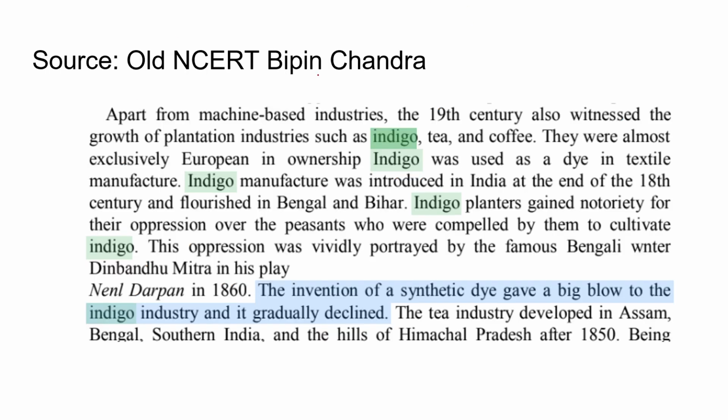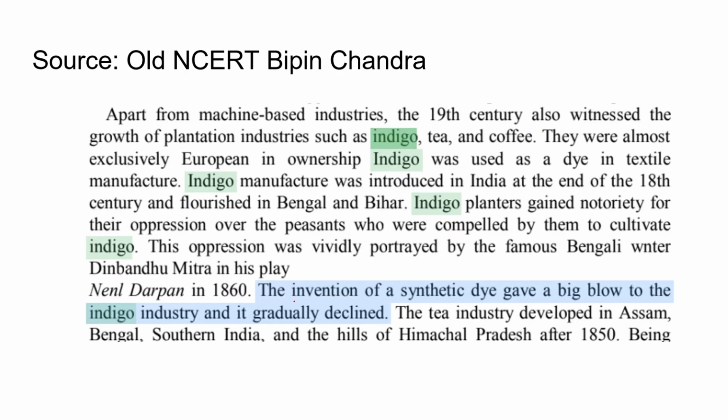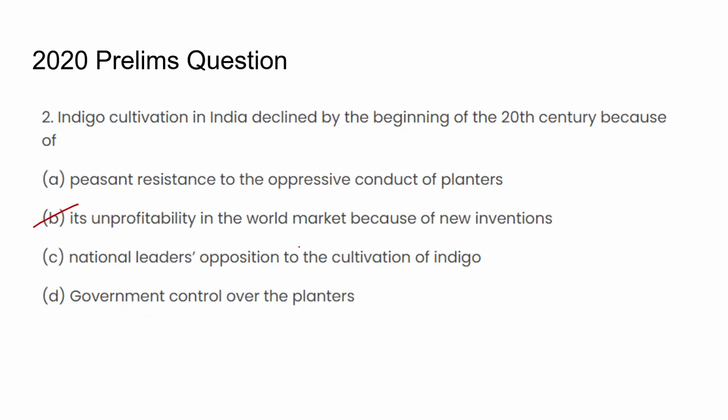Again, if you open the old NCERT written by Bipin Chandra, it is mentioned that the invention of synthetic dyes gave a big blow to the indigo industry and it gradually declined. If you read this entire paragraph, it tells how different inventions were happening, and because of this growth, indigo plantations slowly declined in India. So the answer is: its unprofitability in the world market because of new inventions. This invention of synthetic dye is the new invention that happened at that time. So the answer is this.